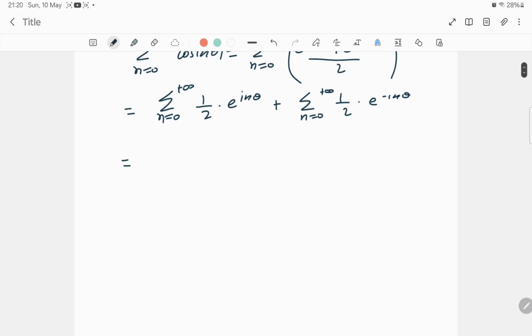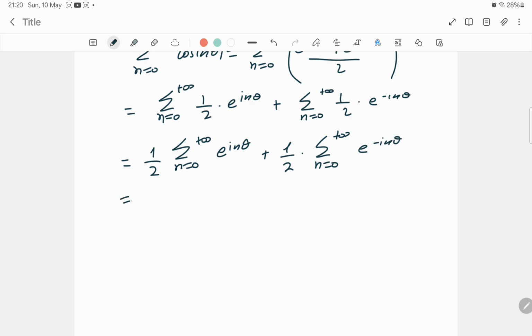1 over 2 is a constant. I can take this outside the summation. So it's going to be 1/2 series from 0 to infinity e to the power of i n theta plus a half series summation from 0 to infinity e to the power of minus i n theta.